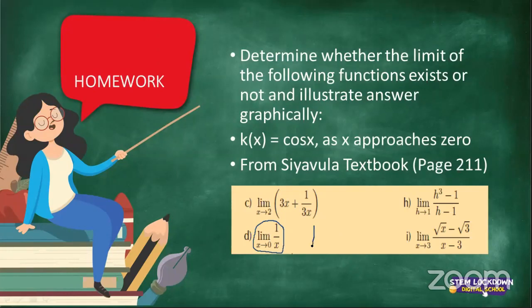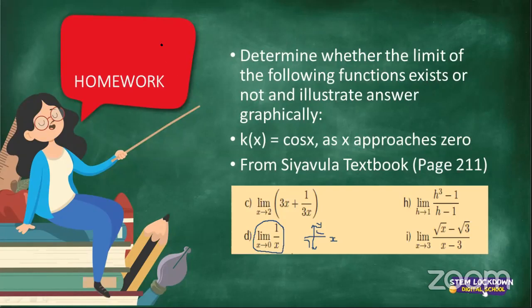Because your function will look something like this. This is not going to be neat. This is your x, and this is your y. Then you need to check what happens when you approach 0. Do you get to the same value of y? If you have the same value of y, then it means the limit exists. But if you have different values, then the limit does not exist. So you can try that and then we'll do it tomorrow.